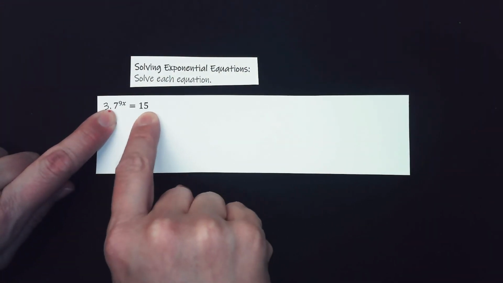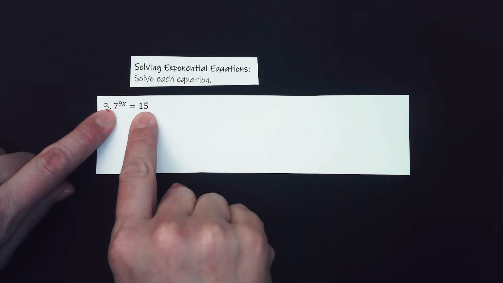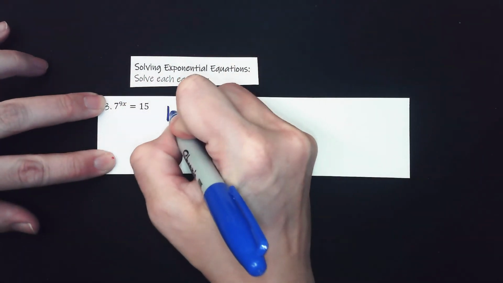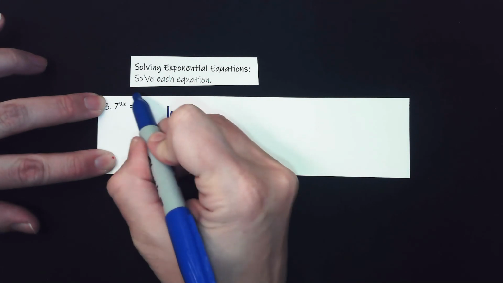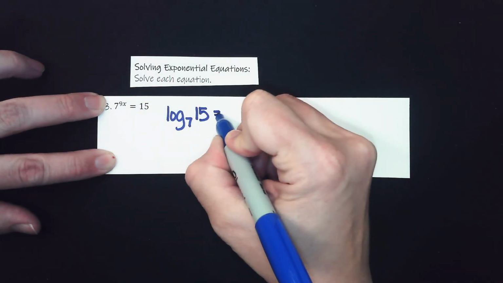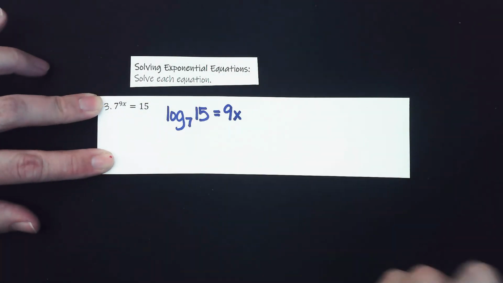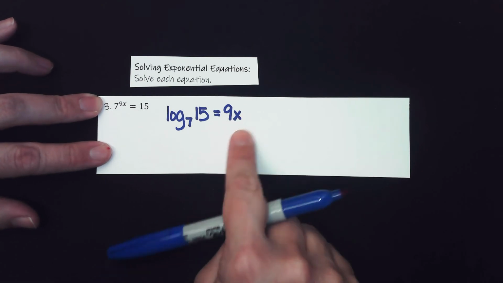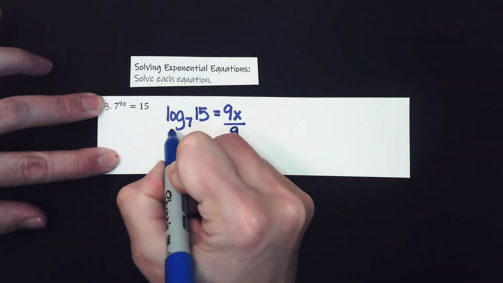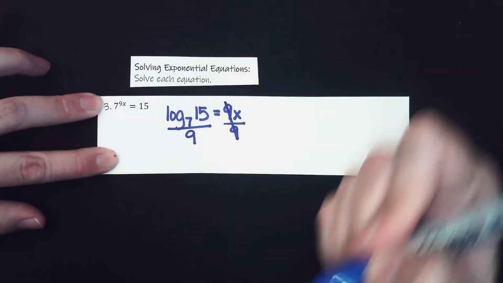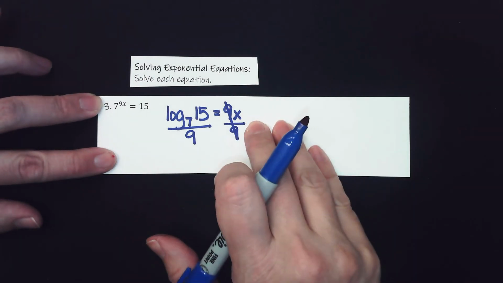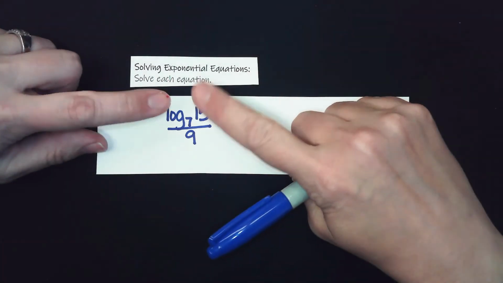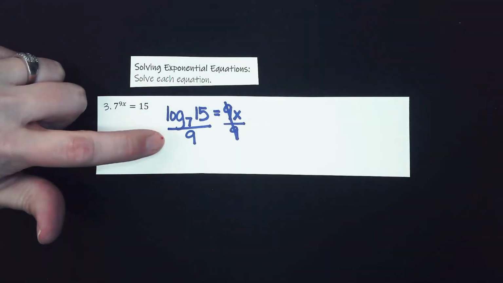I can't make both of them have a base of 7, so I'm going to change this to a logarithm. Okay? So my base is 7, so that means I have log base 7, jump over the equal sign, so it's of 15, equals the power, which is 9x. Okay, so before I type anything in my calculator, I can see to get x by itself, I need to divide by 9. So these 9s make 1, so I just have x on this side. I can type all of this in my calculator. Again, if you're doing change of base, do it first, push enter, then divide by 9.